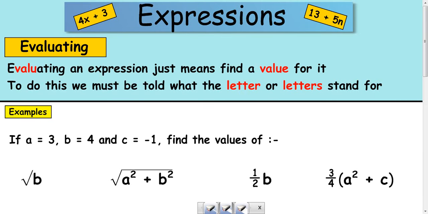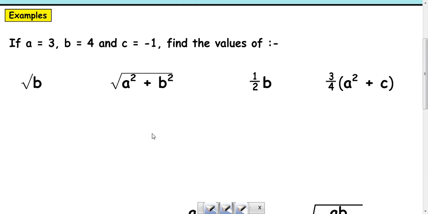In this lesson we're going to look at some more evaluating but some harder examples. So again, A is 3, B is 4 and C is negative 1. The first question says find the value of the square root of B. So we know that B is 4 from up here, so we basically square root 4, and that means what times what makes 4, and that answer is 2.